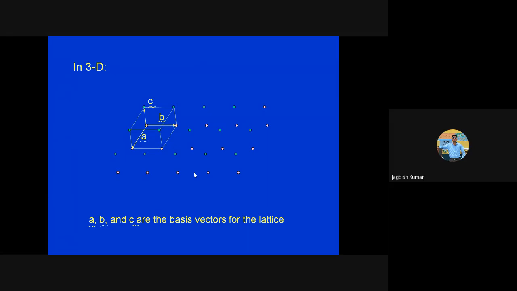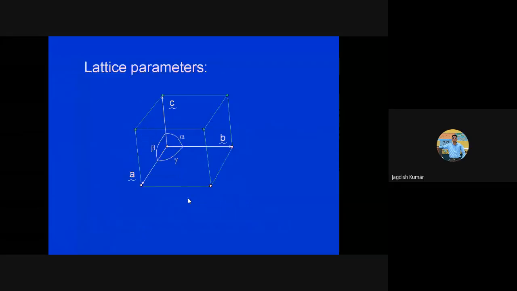Fine. And how can we define the translation operation for the 3-dimensional case? It can be defined with the translation vector T equal to n1a plus n2b plus n3c. Let's not stick to the notations given in these slides. They're a little confusing. You have to take n1a, n2b, n3c. A, B, C are the basis vectors. n1, n2, n3 are some integers. So as long as n1, n2, n3 are integers, the translational operation will be a symmetry operation. If any one of n1, n2, or n3 is not an integer, that operation won't be a symmetry operation. So I hope that is clear.